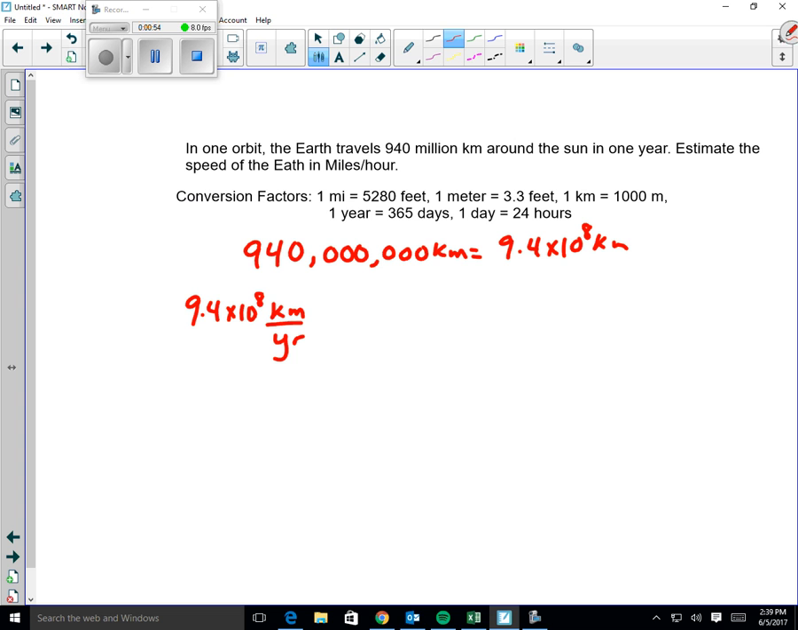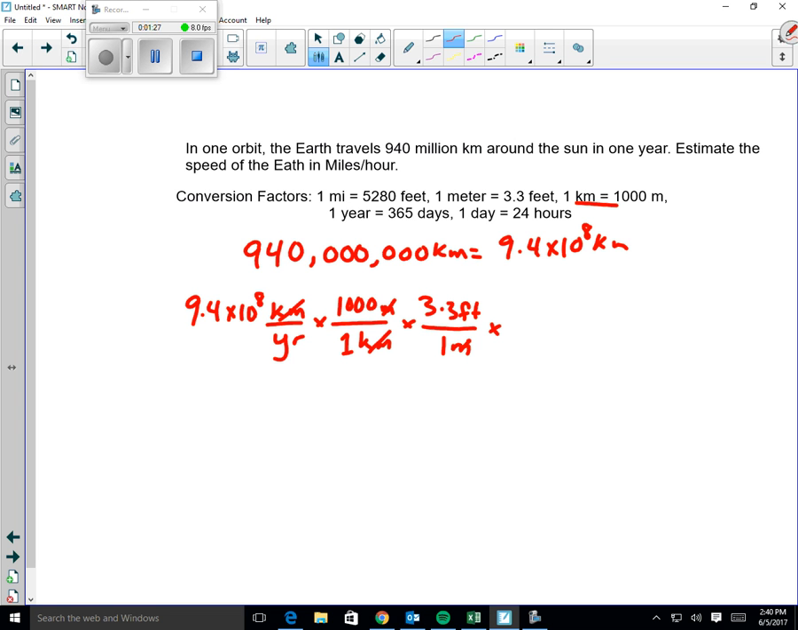Now, let's get rid of the kilometers first. So over here I see 1 kilometer is 1,000 meters, so I want the kilometers to cancel. So I'll put 1 kilometer on the bottom, 1,000 meters on the top. Now I have to get rid of the meters. So I see 1 meter is 3.3 feet. I have to put meters on the bottom. So 1 meter is equivalent to 3.3 feet. Now the meters cancel.